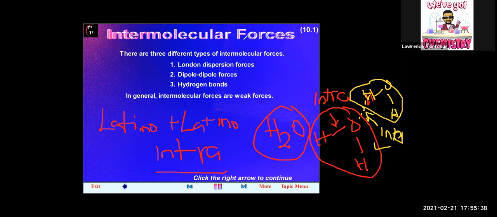Just remember using the analogy of marriage or relationship between the same tribe and between two different tribes.